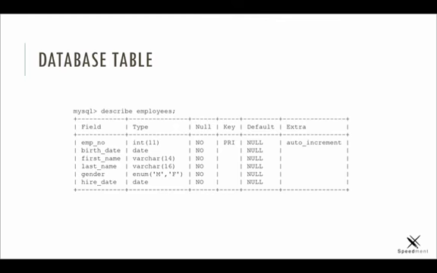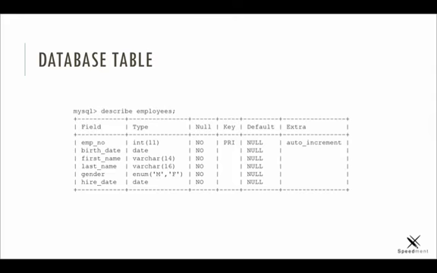So if we see how this employee map looks, it's just a very simple table. The employee number, birth date, first name, last name, gender, and a hire date. And this is showing the existing database.